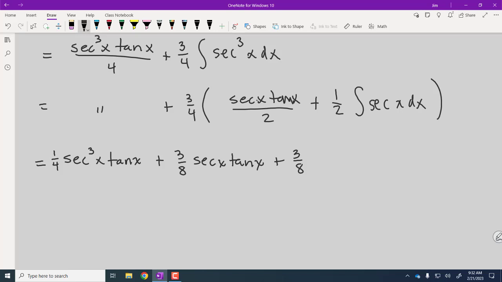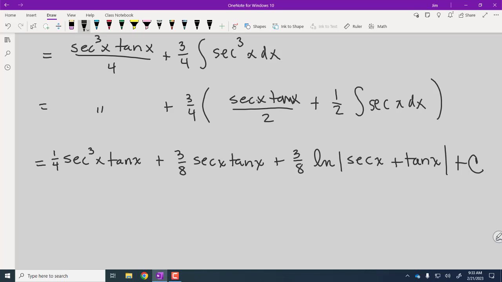So I've distributed this 3/4, and the integral of secant is going to be the natural log of secant plus tangent. Not obvious. Not obvious. So that's what we're going to talk about now. Talk about why that is what it is.